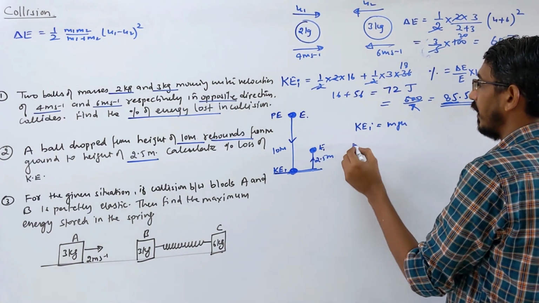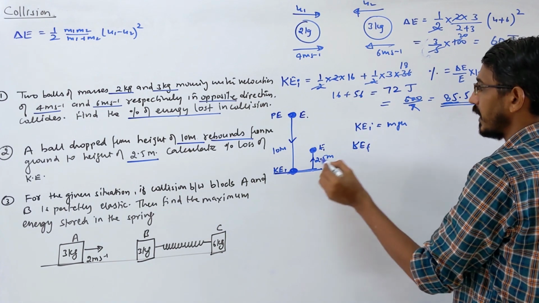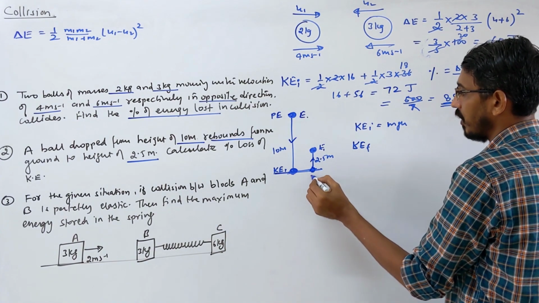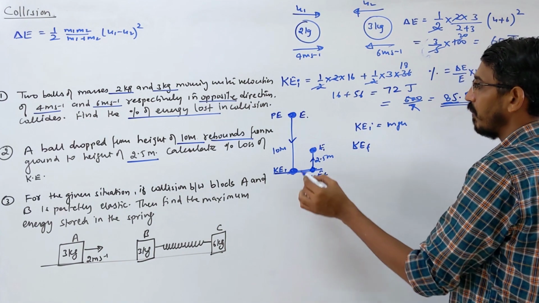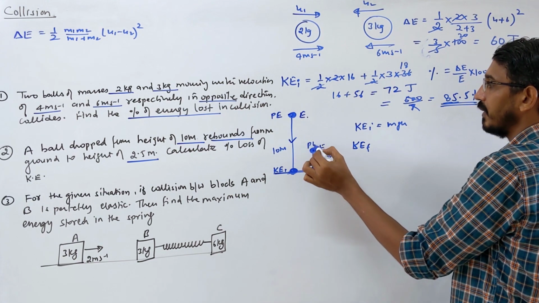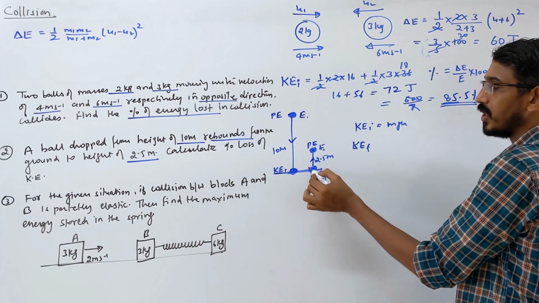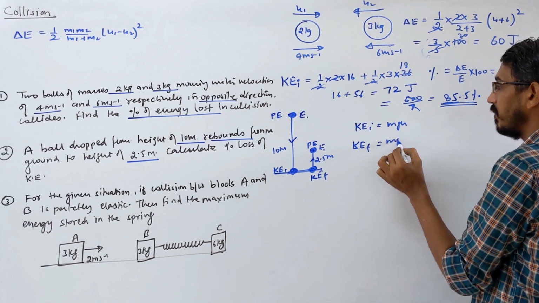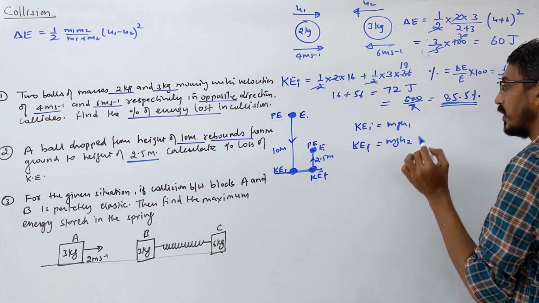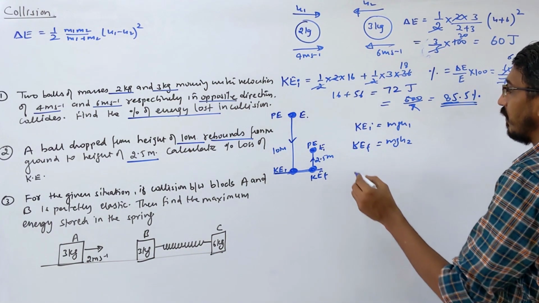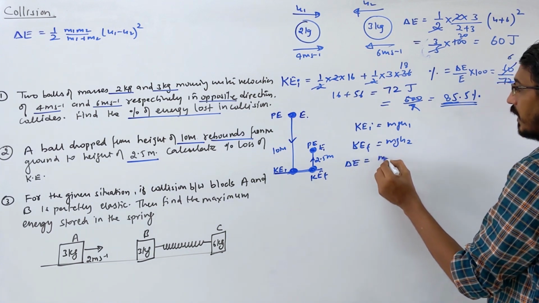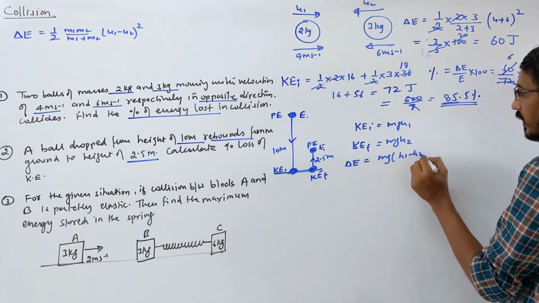And the final kinetic energy, meaning at this point, while starting the rebound, that will be the potential energy at this point again, right. The kinetic energy at this point is equal to the potential at that point again, which is mg, let's call it h1 here, h2 here, okay. Now what is the loss? Loss is the difference: mg h1 minus h2, that's the loss.